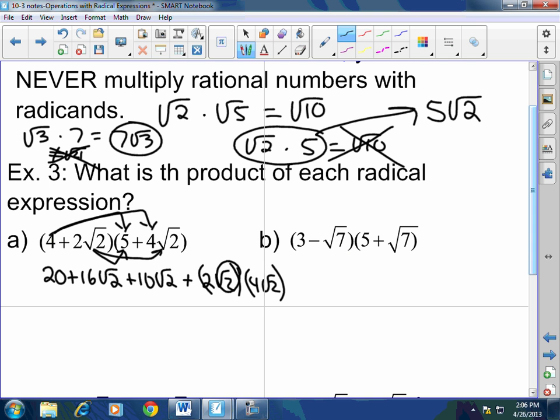But what's square root of 2 times square root of 2? So what's 8 times 2? That would be 16, guys. Remember, whenever you multiply the same radical, it equals itself. Remember, we did that, guys? So then at the end, this is going to be 20 plus 16 is 36 plus 26 square root of 2.